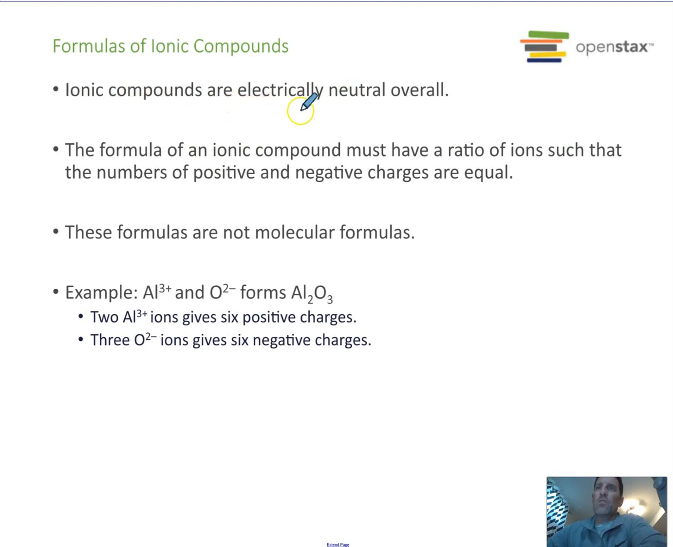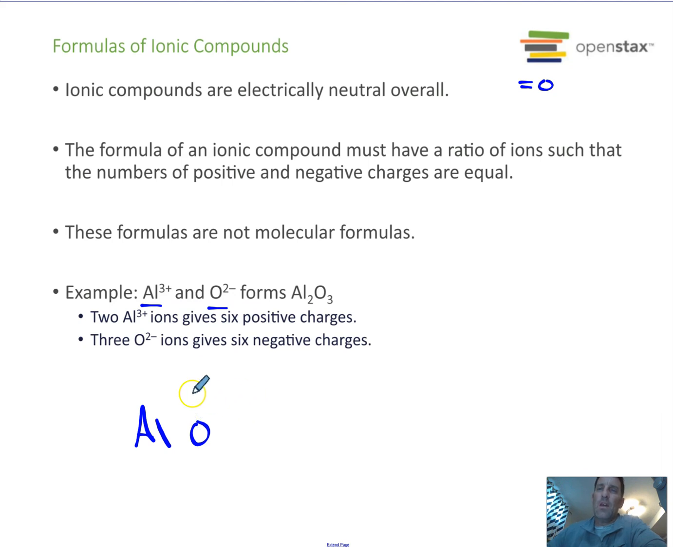Ionic compounds are electrically neutral. That's what I was saying when the numbers up top had to equal 0. The formula of an ionic compound must have a ratio of ions such that the number of positive and negative charges are equal. These formulas are not molecular formulas, so they're slightly different. When we write them out, we're not going to distinguish between one or the other, but they are slightly different.